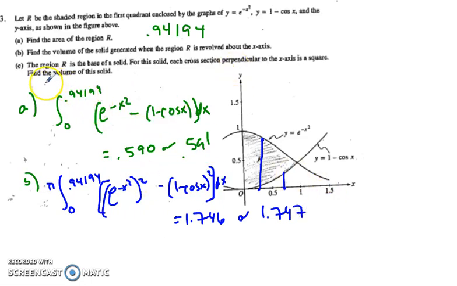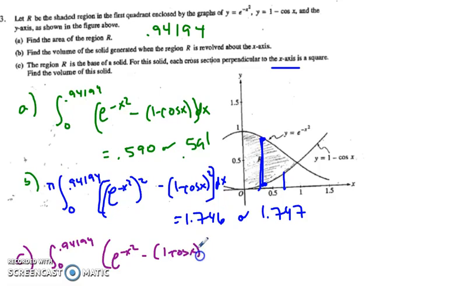The last part, C, the region R is the base of a solid. Once again, we are perpendicular to the x-axis, and it is this distance from here to here, and we are squaring that distance because each cross-section is a square. So we have the same limits of integration, and then we just have e to the negative x squared minus 1 minus cosine x, that whole expression squared.